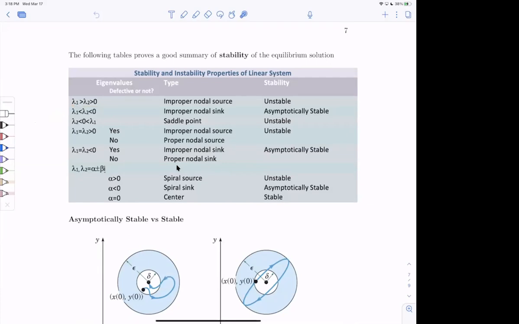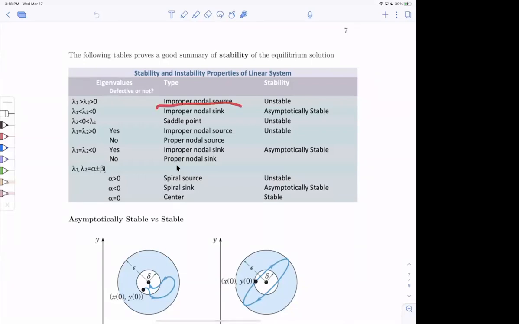It's either both positive or both negative, or opposite sides, or they are repeated. And if it's defective, you pick. So based on your eigenvalue and using the table I provided to you, you should be able to figure out the type and the stability.